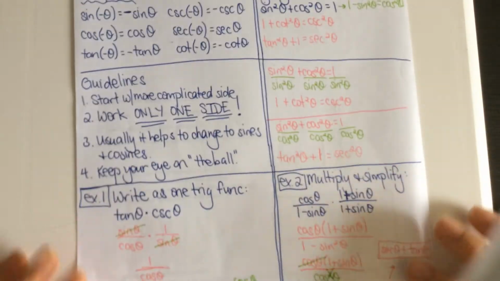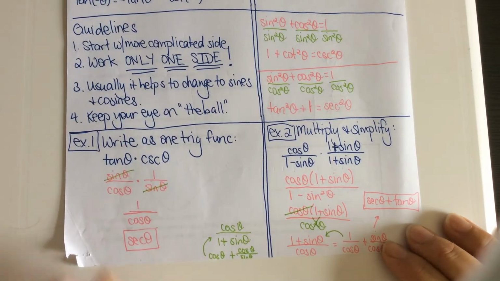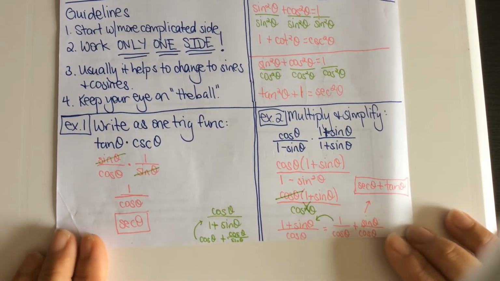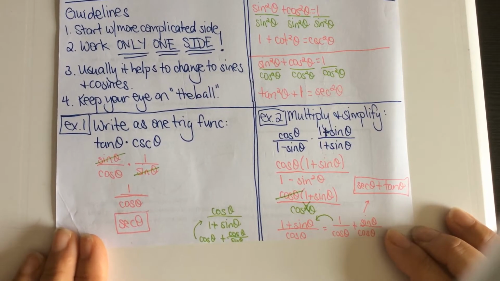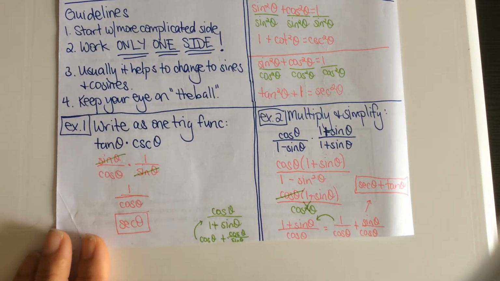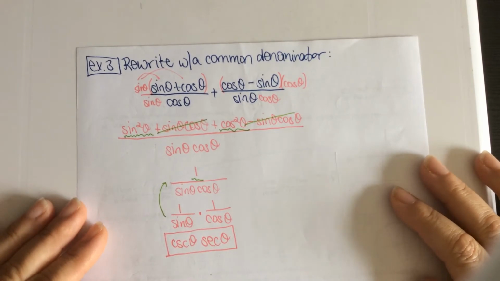Okay, and then we started simplifying. We have the guidelines for trig identities that we're going to talk about when I review a problem that we went over. These were just some basic simplifying expressions problems. A lot of times we want to turn things into sines and cosines, but not always. This was another simplifying where we had to give them a common denominator.